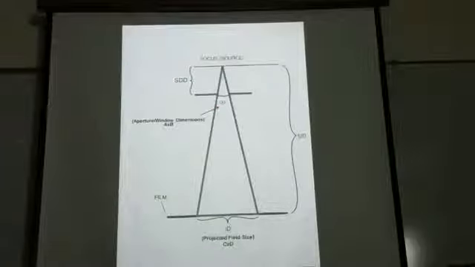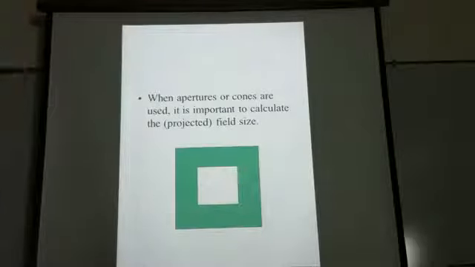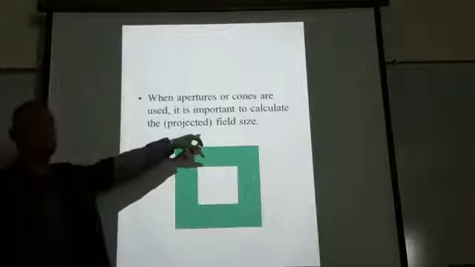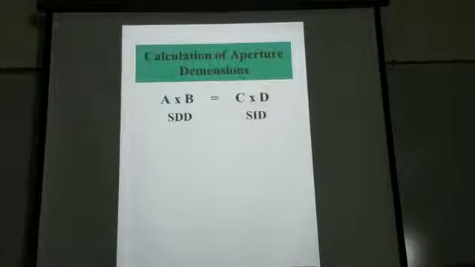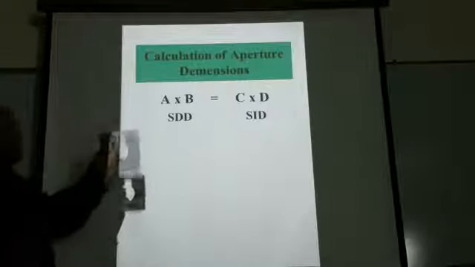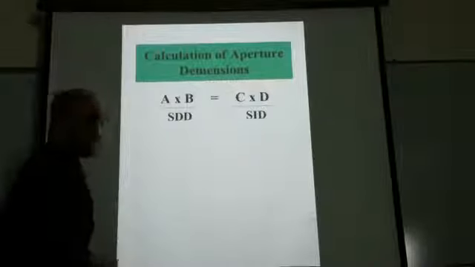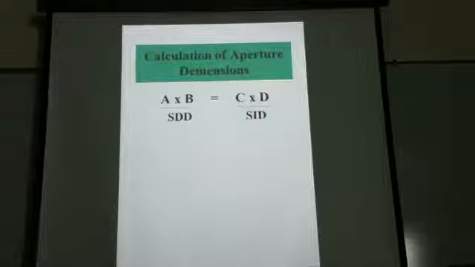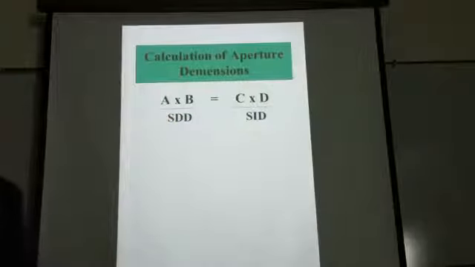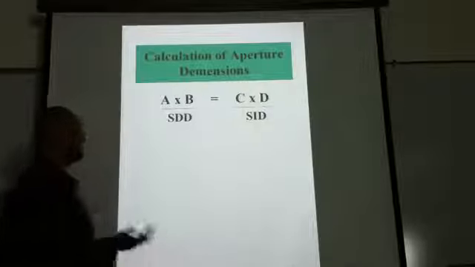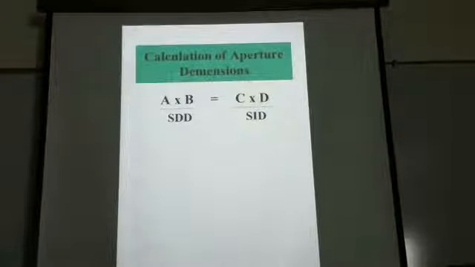So, the reason I'm introducing these new terms to you is that when apertures or cones are used, it is important to calculate the beam size, and also determine the size of the needed aperture dimension. This is going to make sense here in a bit. Bear with me. So calculation of the aperture dimension: X doesn't mean times, it means by, because we're talking about dimensions here. So we're talking about length and width. A by B over source to diaphragm distance is equal to the dimensions C by D over source to image distance.